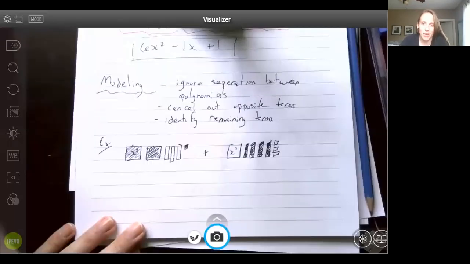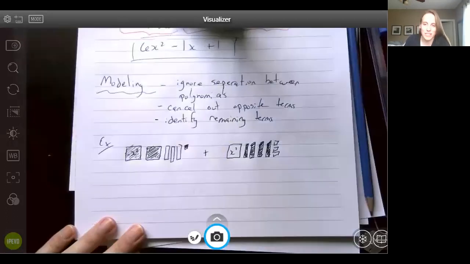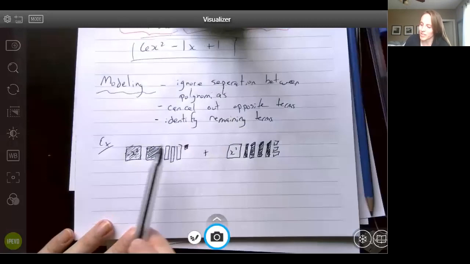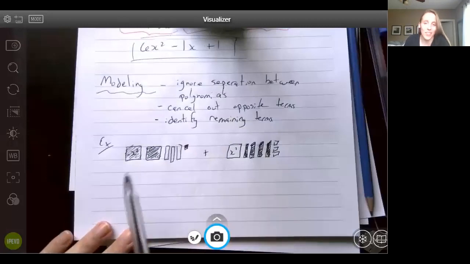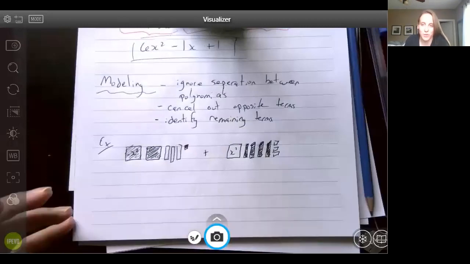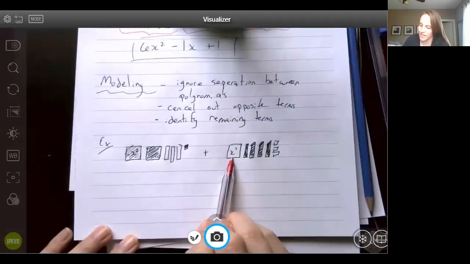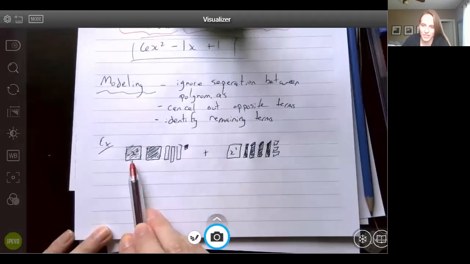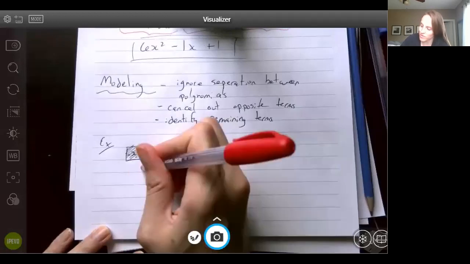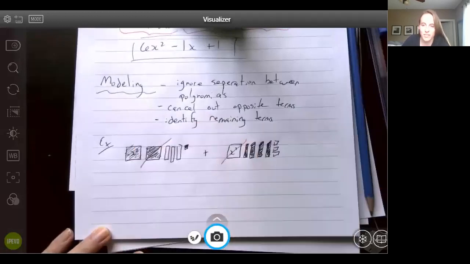We can also add polynomials using modeling. In that case, you just ignore the separation between the two polynomials, and then we just simplify this like normal. We cancel out the opposite terms and identify whatever's left over. So in this case, I've got a positive x squared here. I've got some negative x squareds here. So one of those will cancel out the positive x squared.